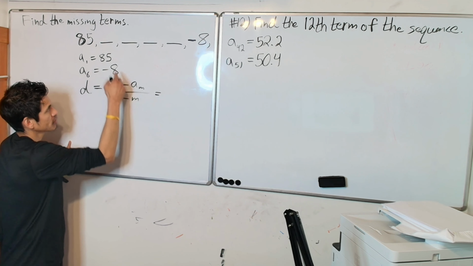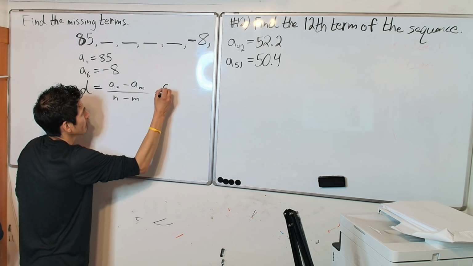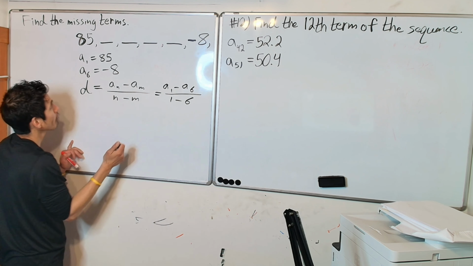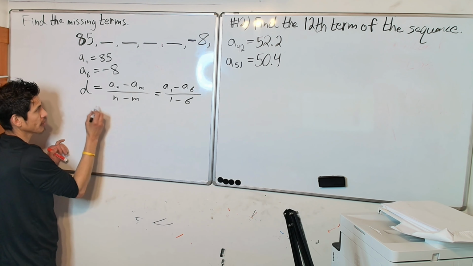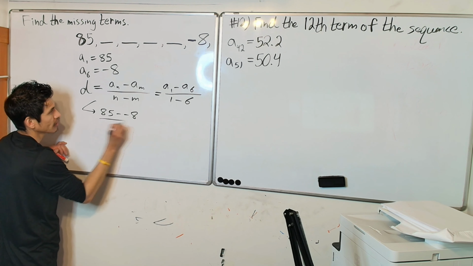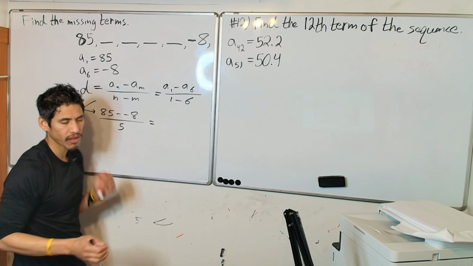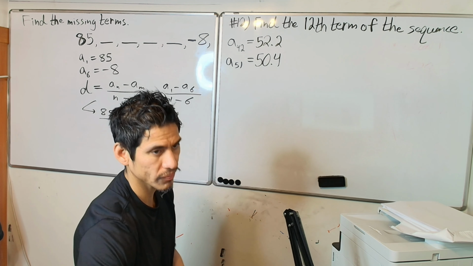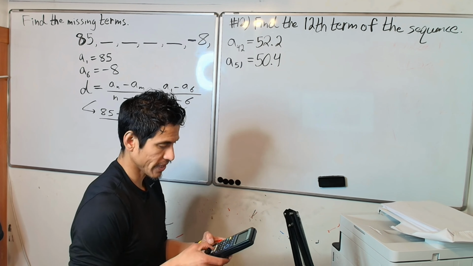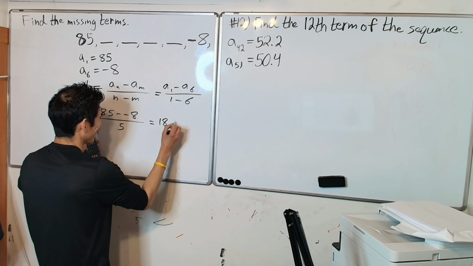And we just pick two terms that we know, which we have a1 and a6. So we're going to have a1 minus a6 over 1 minus 6. And then we just replace it with 85 minus -8 over 5. And we get 93 over 5. I believe that's some fancy decimal. 93 divided by 5 is 18.6. Okay.